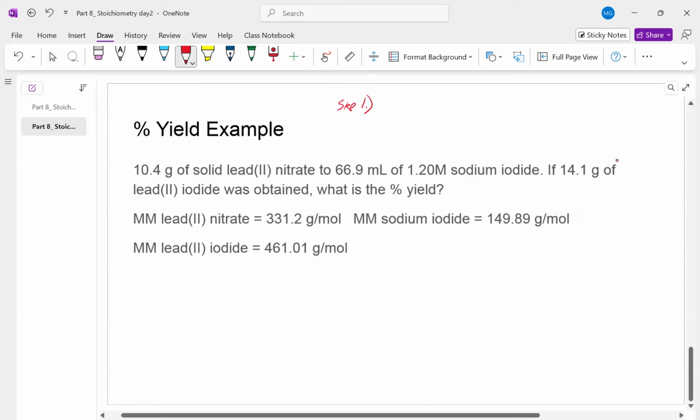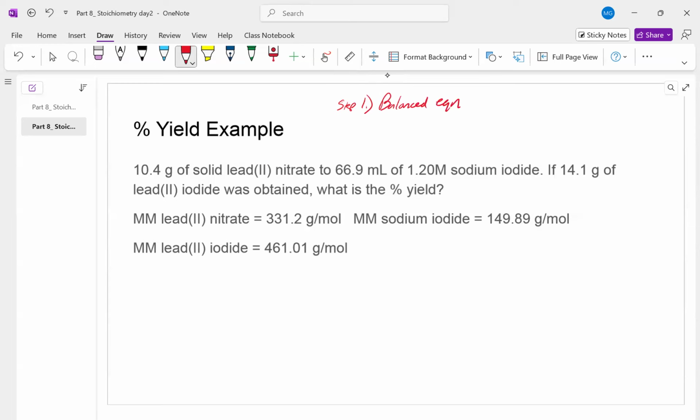Step one, what are we missing? A balanced equation. Okay, the problem here doesn't give it to us, so let's figure it out. We're taking solid lead nitrate. How do you find that? Well, make sure you remember how to do your nomenclature.